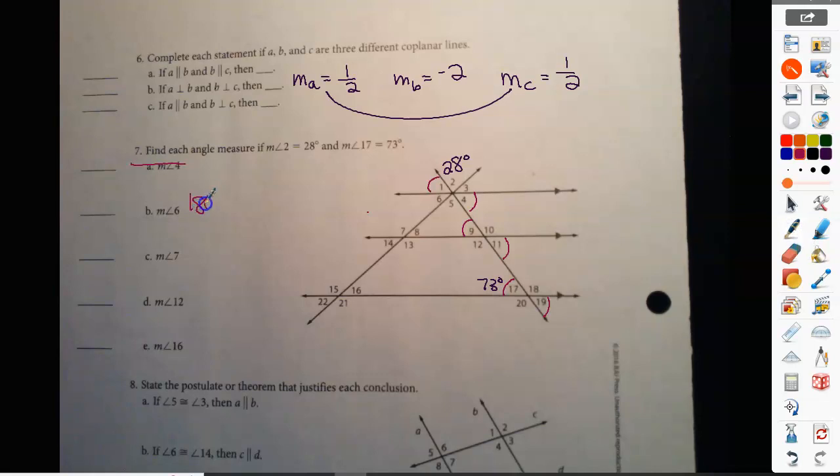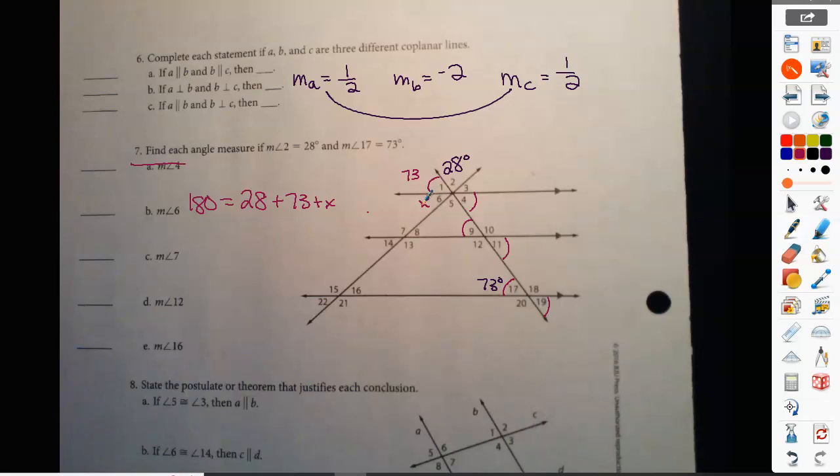So 180 is going to equal what? 28 plus 73 plus x, because we said angle 1 is 73 and angle 2 is 28, and so our x is angle 6. So you could solve for it. Woohoo!